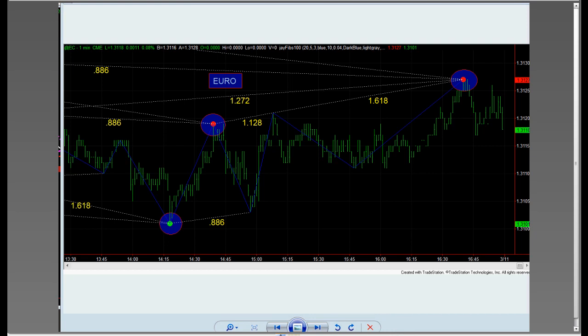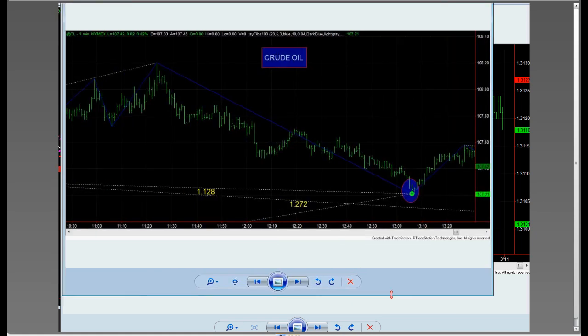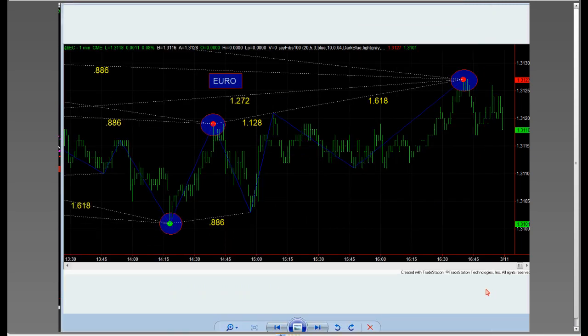Let's look at some other markets. Let's take a look at crude oil. I'm going to show you what a price cluster looks like on crude Friday. If you look at the price cluster on crude, right there's your price cluster that happened.